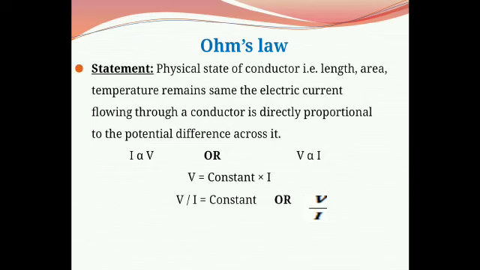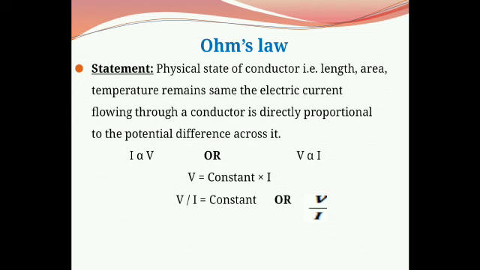Then what is Ohm's law? As we know that there are three types of solids: conductors, semiconductors and insulators. Conductors are called good conducting materials. The materials through which electricity can pass easily are called good conducting materials. For example, copper.